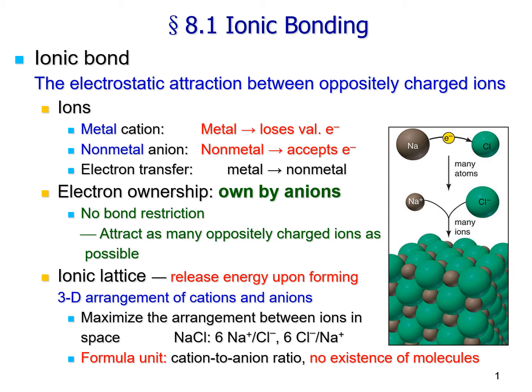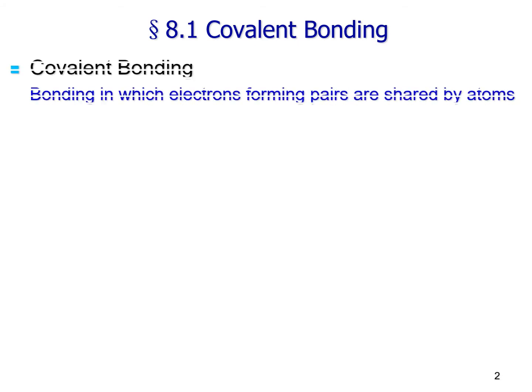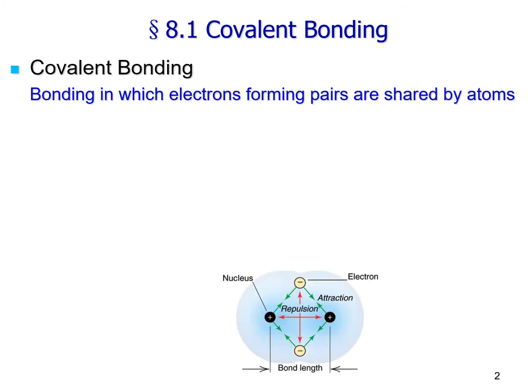And of course, there's no existence of molecules in any ionic compound because they are ions. There are no such molecules. As for covalent compounds, the situation is going to be quite different.